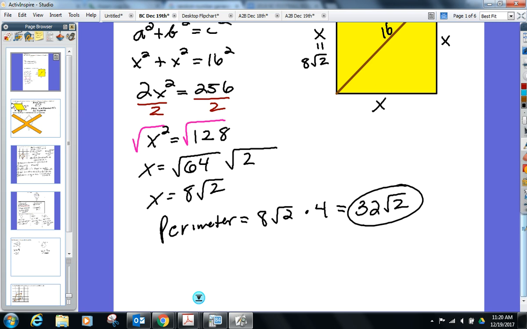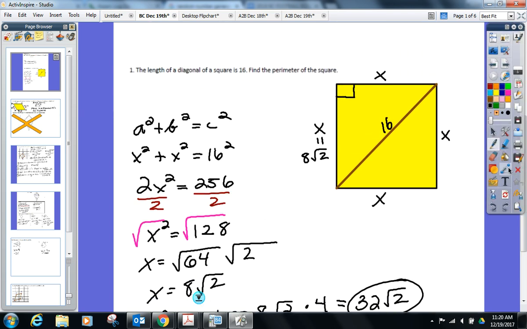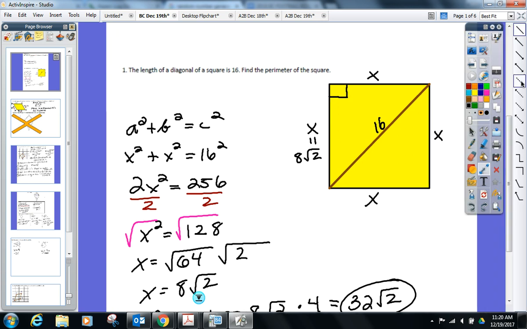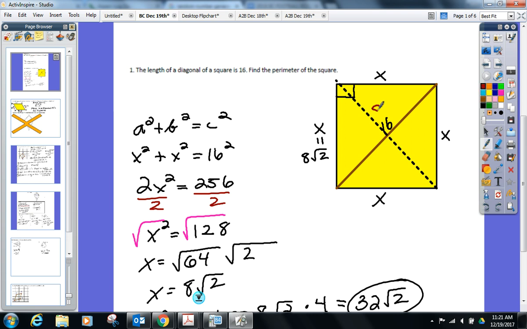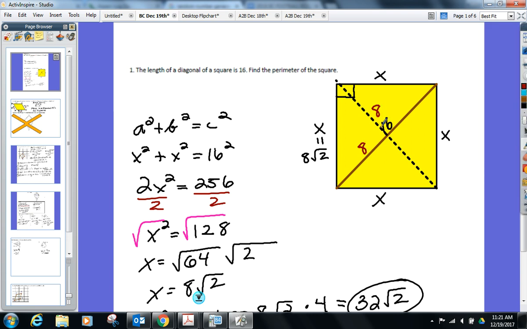Just so you know, the other way you could have done this: how many diagonals are in a square? You could have drawn in the other diagonal, and what do they do to each other? They bisect, so you could have said 8, 8, and what do you know about the diagonals? They also form right angles, and you could have done Pythag this way: 8 squared plus 8 squared equals c squared. So drawing in both diagonals, that's also another way.